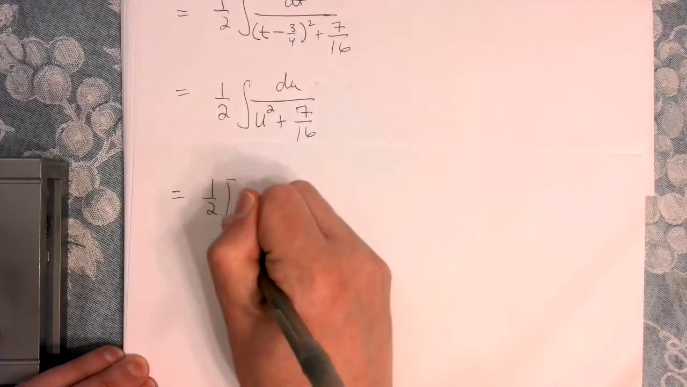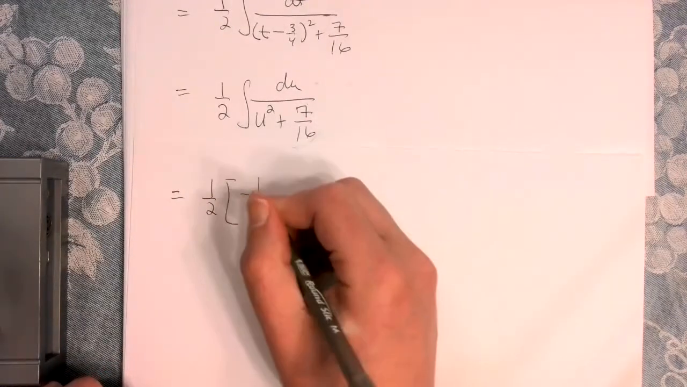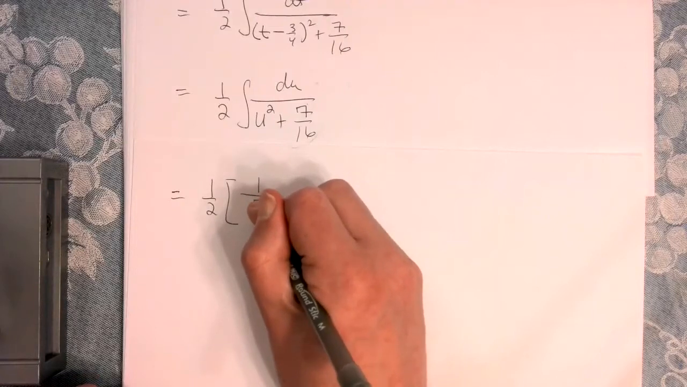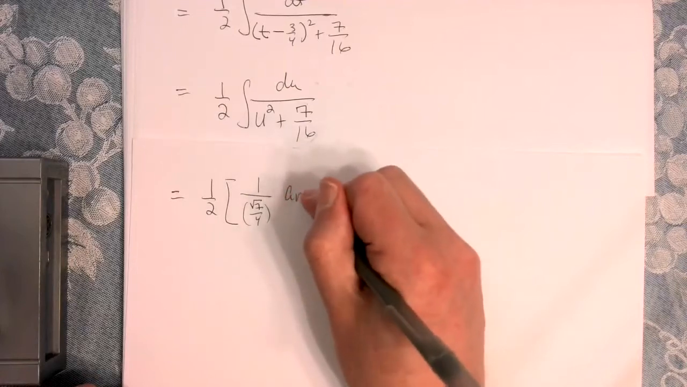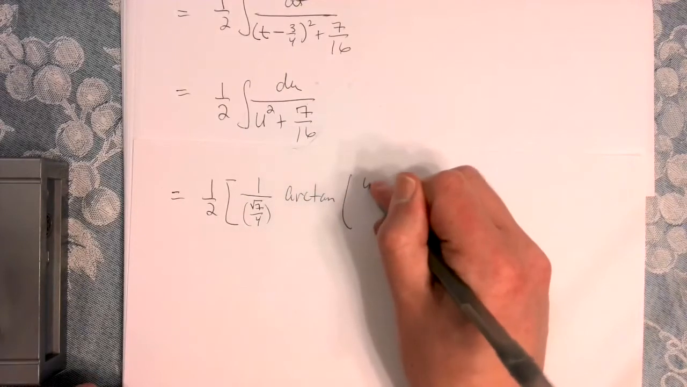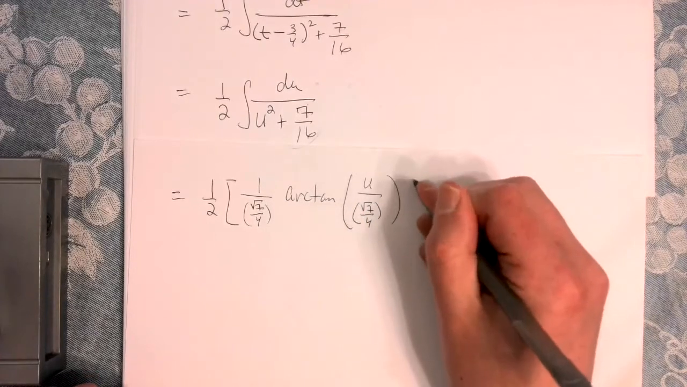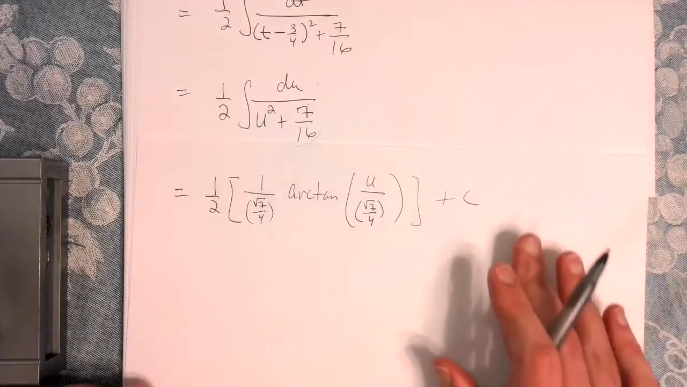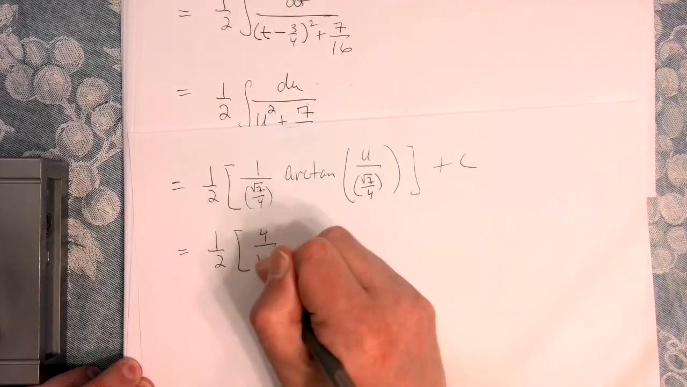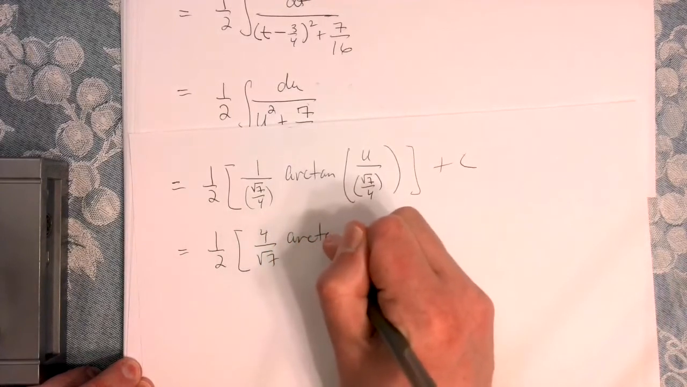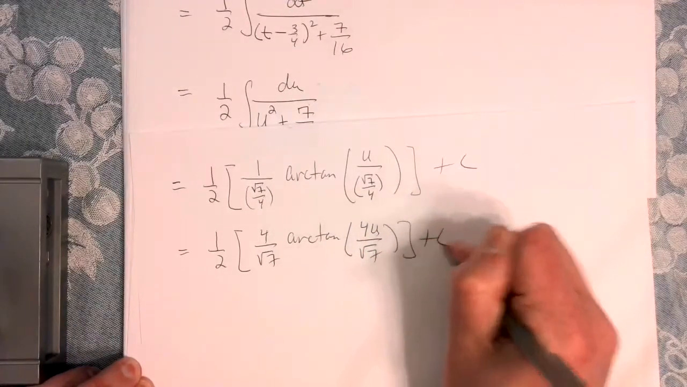So we've got 1/2. So I need 1 over a. Now remember, this is a squared, so I need 1 over a. So a is going to be radical 7 over 4. So 1 over a. Again, that's a squared, that's a. Then arctan of u over a plus c, but we're gonna really clean that up a bit. So I've got 1/2. That's going to be, it looks like 4 over radical 7. Arctan of 4u over radical 7 plus c.